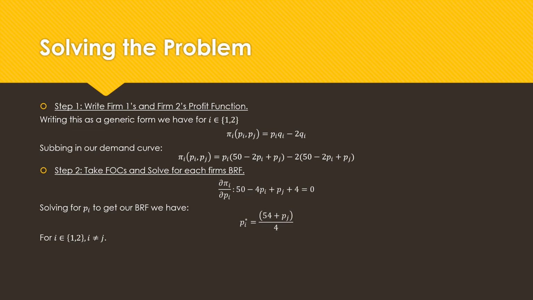So step number 1, writing our profit functions. Since they are the same, I'm just going to use a subscript i for our profit function, and we put that in there. Our next step is to take our first order condition, which is the derivative of the profit function for firm i with respect to the price of its own product, and solve for p_i star, which is our best response function. We see that it is this: p_i star is equal to (54 + p_j) over 4, where i is firm 1 or firm 2, and i is not equal to j.